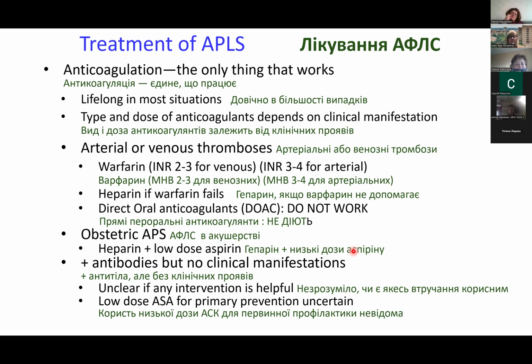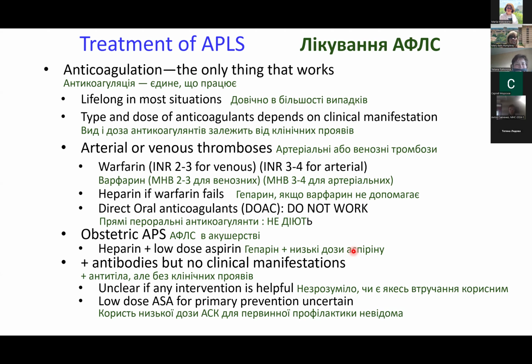If the patient has obstetric antiphospholipid syndrome, so they've had 3 or more early losses, they've had a late pregnancy loss, or they've had eclampsia or preeclampsia, we put them on heparin and a low-dose aspirin, an 81 milligram aspirin.